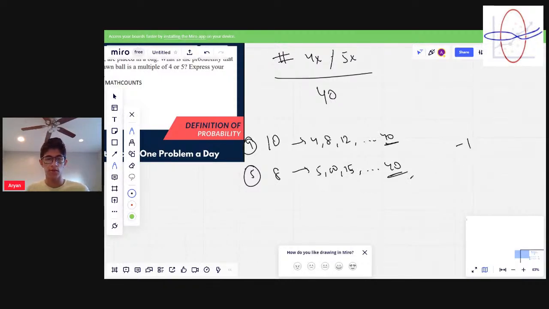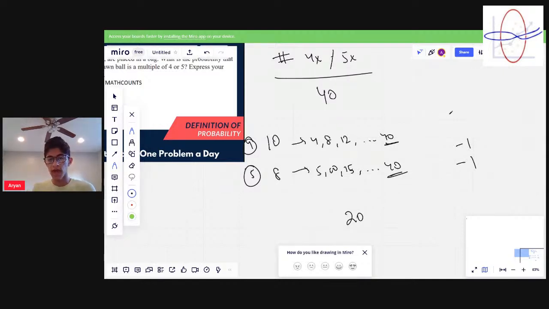Now, is there any other number? Well, the least common multiple of 4 and 5 is 20. So 20 is another number that falls in both lists. We could see in the multiples of 4: 4, 8, 12, 16, 20. And then in the multiples of 5, we have 5, 10, 15, 20. Either way, 20 appears in both lists. So that's another number that we want to take out.